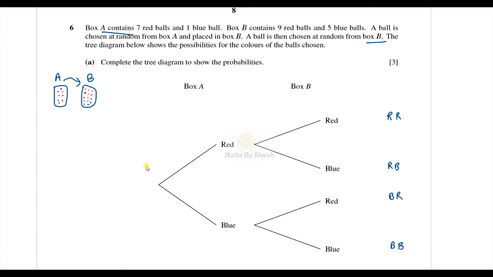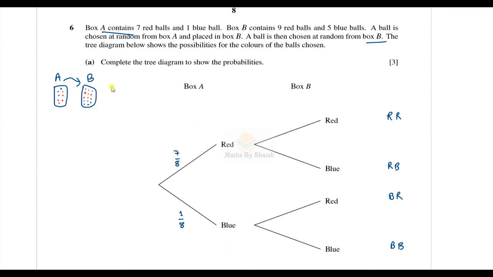Now let's find the probability. What is the probability of getting a red ball from box A? There were 7 red balls, so it is 7 over 8. And what is the probability of getting blue? It is 1 over 8. From here we can see 1 out of 8, 7 out of 8.